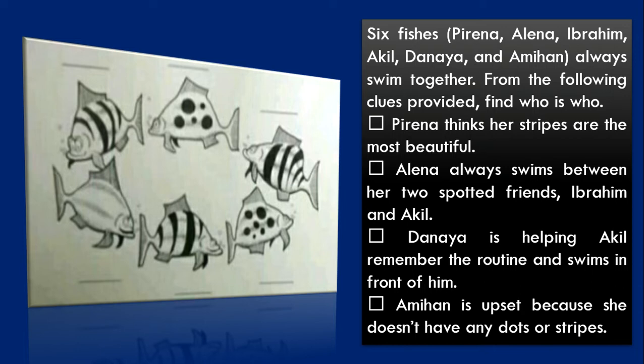Next statement. Alena always swims between her two spotted friends, Ibrahim and Akil. So as you notice, this is Alena. Okay? Because it is the only fish who swims between two spotted fishes. But we cannot determine yet who is Ibrahim and Akil, because it doesn't mean that Ibrahim is the first spotted fish and Akil is the second one. We cannot rely solely on the construction of the clue stated.